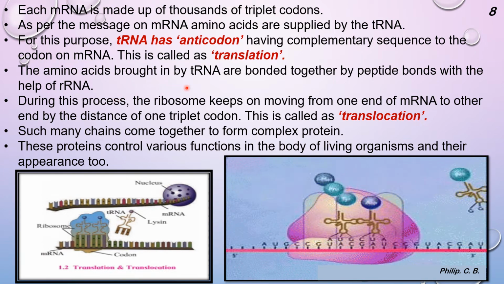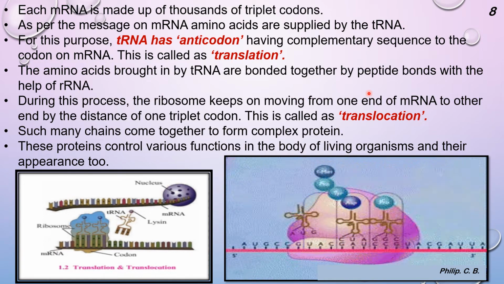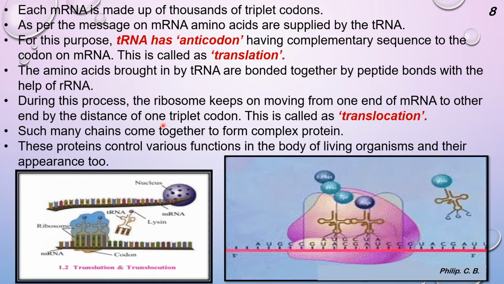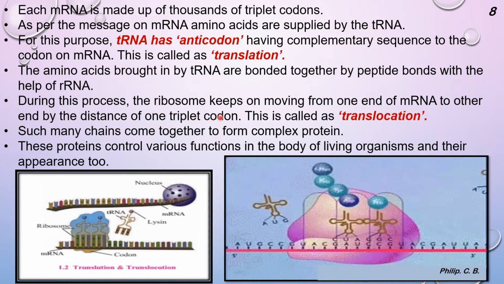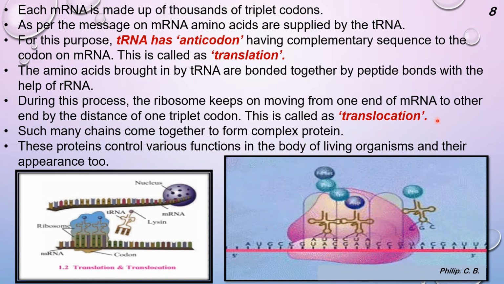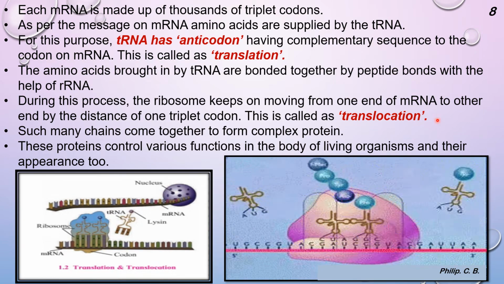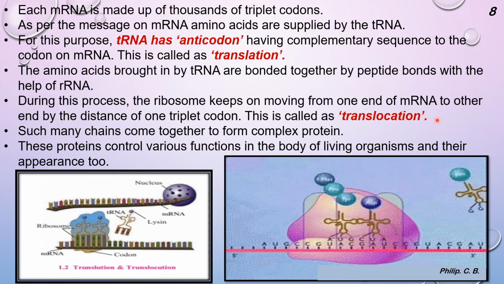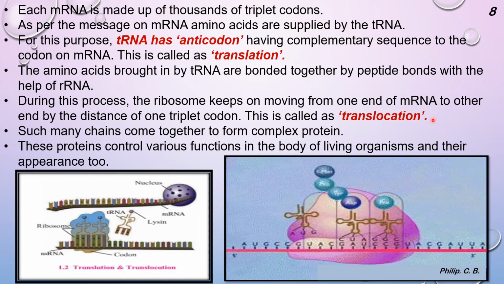During this process, the ribosome keeps on moving from one end of the mRNA to the other end by the distance of one triplet codon. Now, this is called what? Translocation. So we can see from transcription to translation, and now the third part, that is translocation.